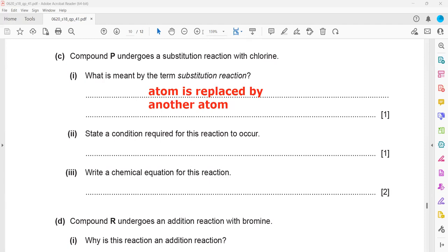What are the conditions? You have to memorize this condition. We use UV or ultraviolet radiation. Then the equation: compound P was ethane, which is C2H6. When it undergoes a substitution reaction, 1 chlorine enters, 1 hydrogen leaves. As a result, it will be C2H5Cl plus HCl, which will always be there. And this is one stage, the first stage. It will undergo multiple substitutions until all of the hydrogens are replaced by chlorine.